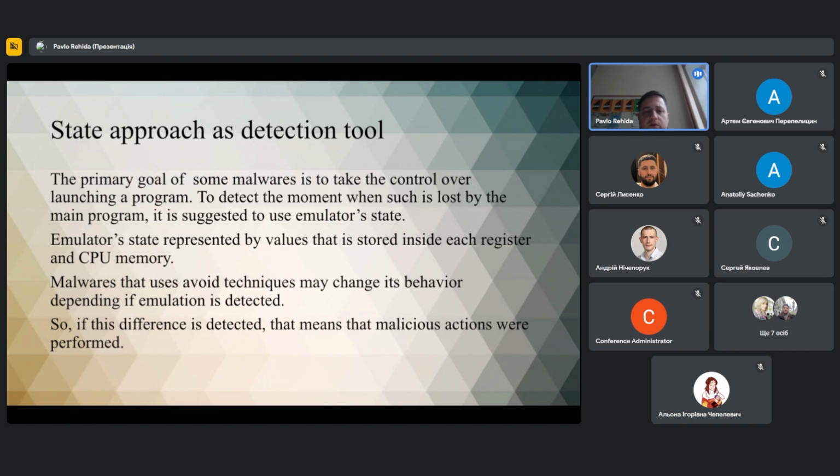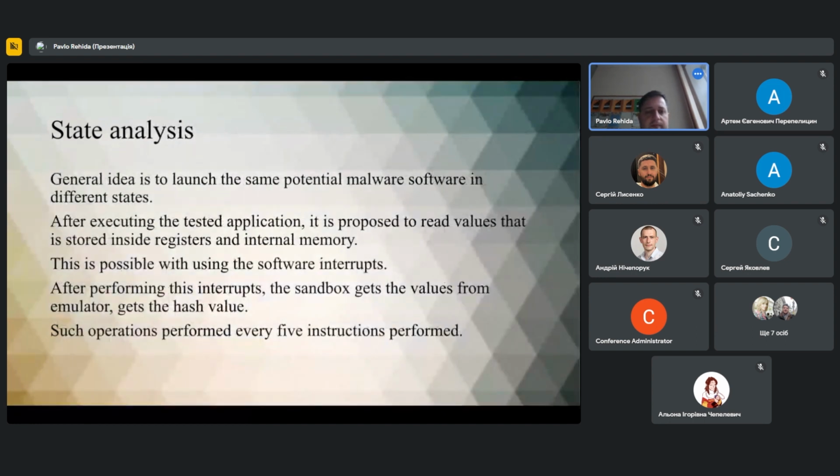The primary goal of some malware is to take control over the launching program. To detect the moment when such control is lost by the main program, it is suggested to use the emulator state. The emulator state is represented by the values stored inside each register and CPU memory. Malware that uses avoidance techniques may change its behavior depending on whether emulation is detected. So if this difference is detected, that means that malicious actions were performed.